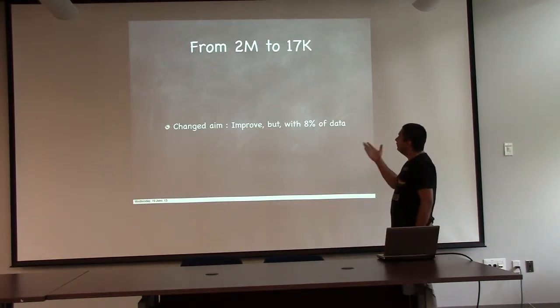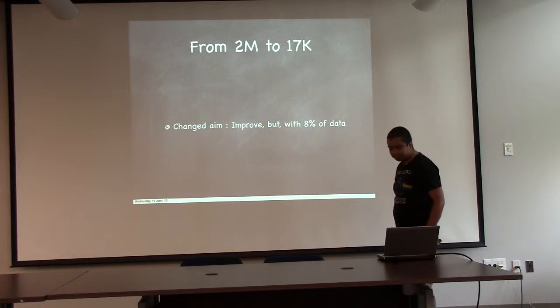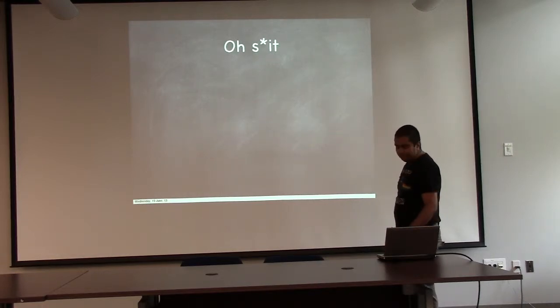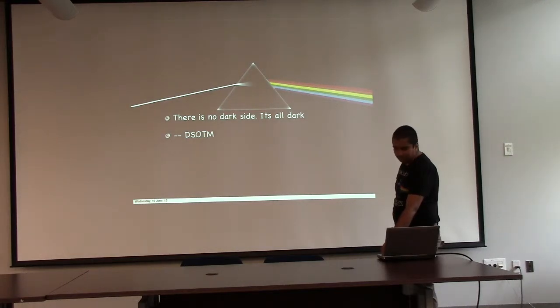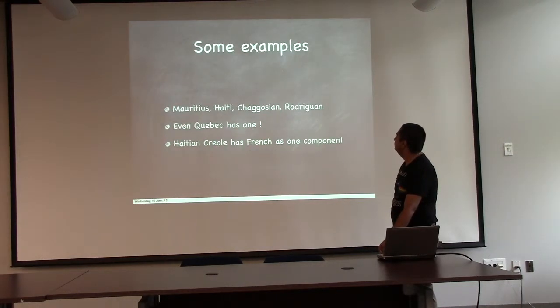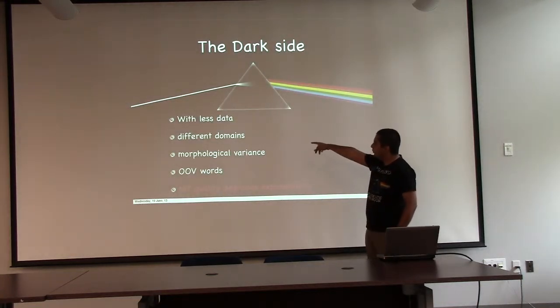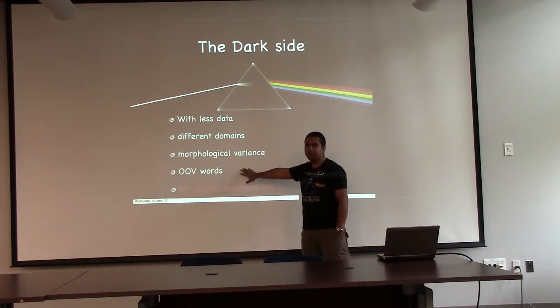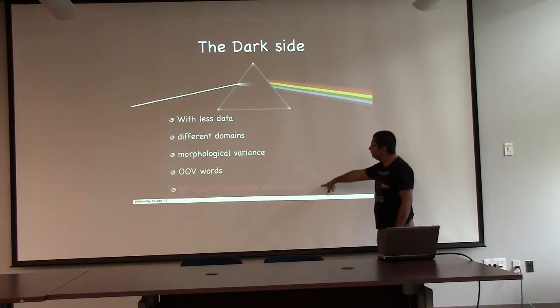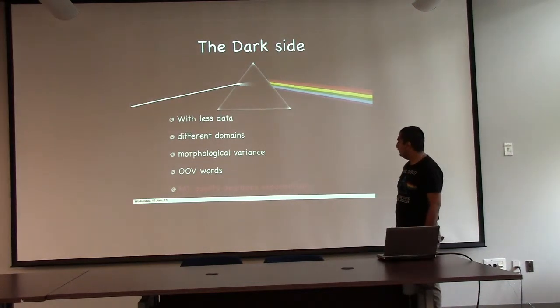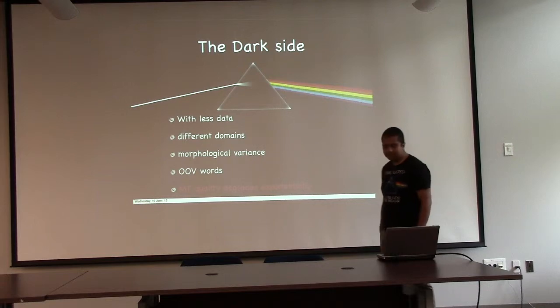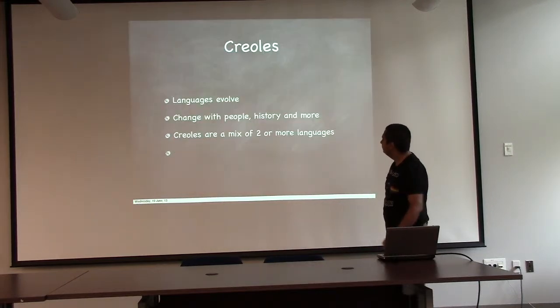So from 2 million we have come to 17K. So now our aim is changed. We want to still improve, but only with 8% of 2 million. Yeah, so that was kind of bad. The thing is that we have less data, the domains are different, the language is more complicated, and we have out of vocabulary words because of less data. So with all these things, the quality degrades exponentially in machine translation. So we need to fight those things.